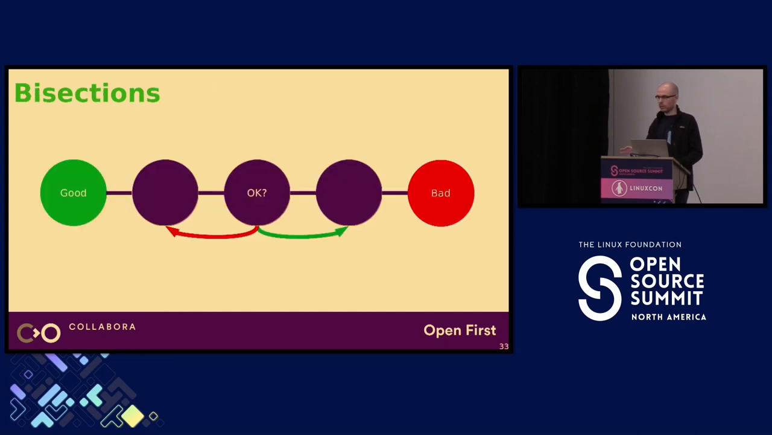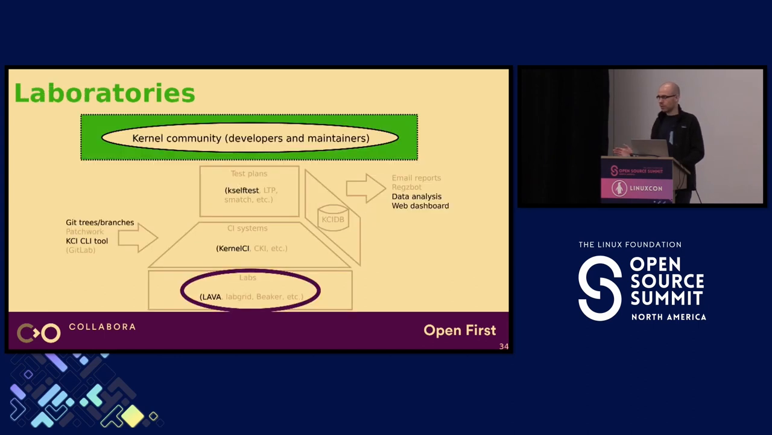Another important feature that is still being worked on are the bisections that were available in the legacy system and should soon be available in the new one. And we, of course, cannot forget about the systems that the CI systems rely on, so the device labs.